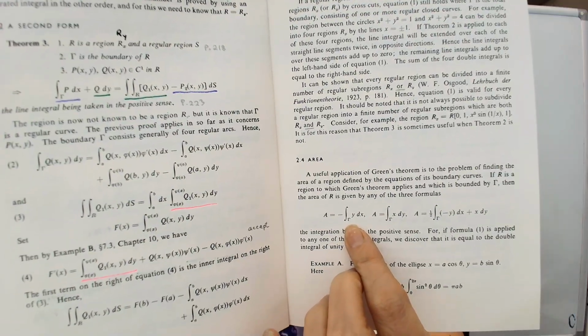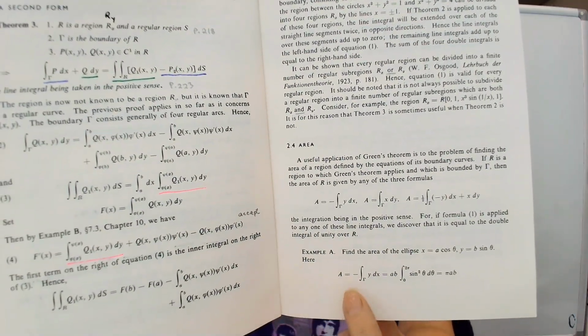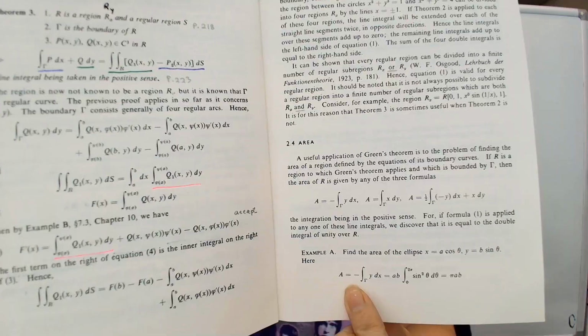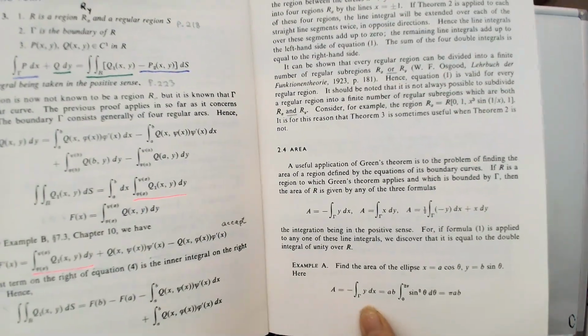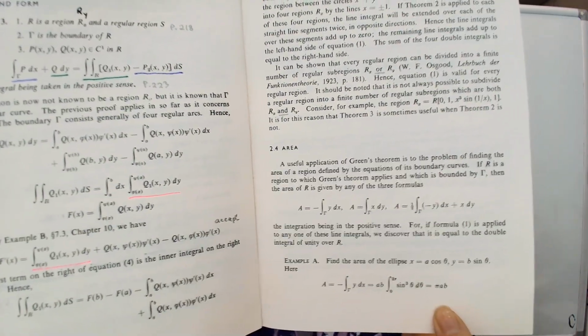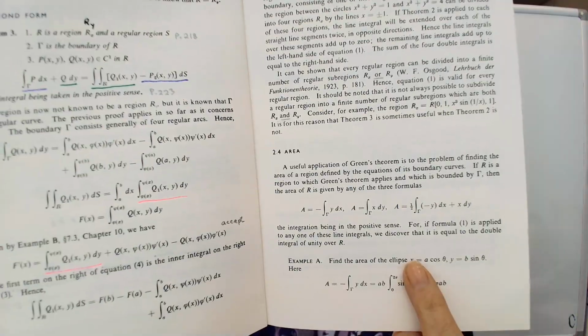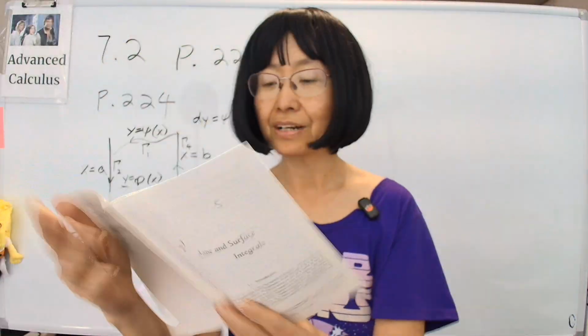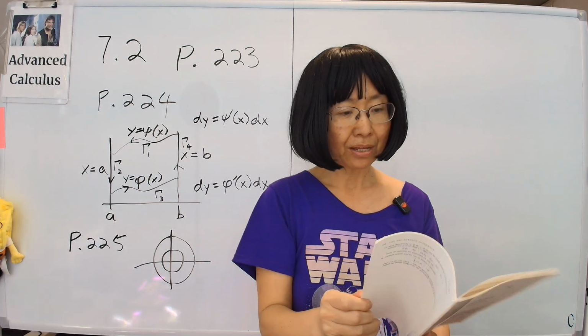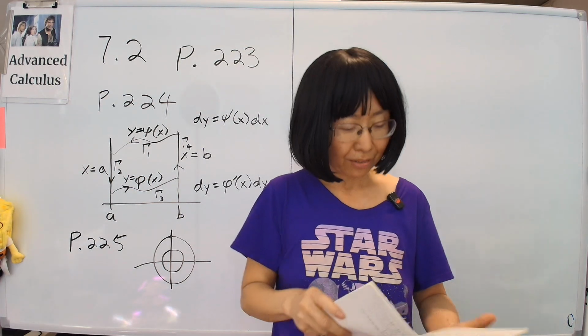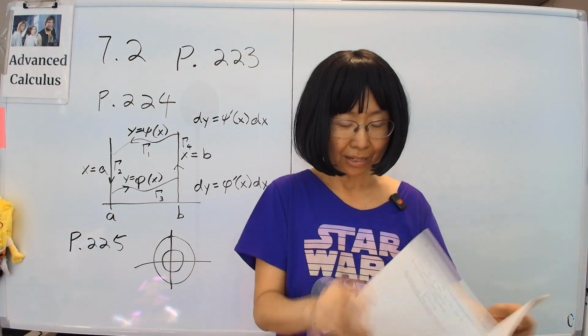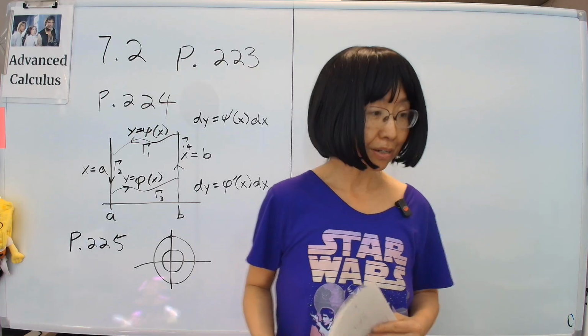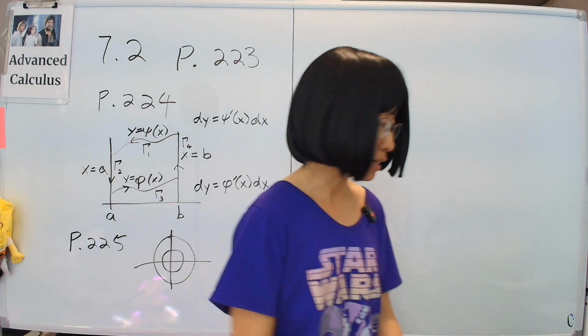Here's an example A of calculating the area of the ellipse, and as you notice, it comes out very quickly and nicely, just by substituting quickly into the formula. So please do that yourself, and that is the end of this part, and we have come to the homework.